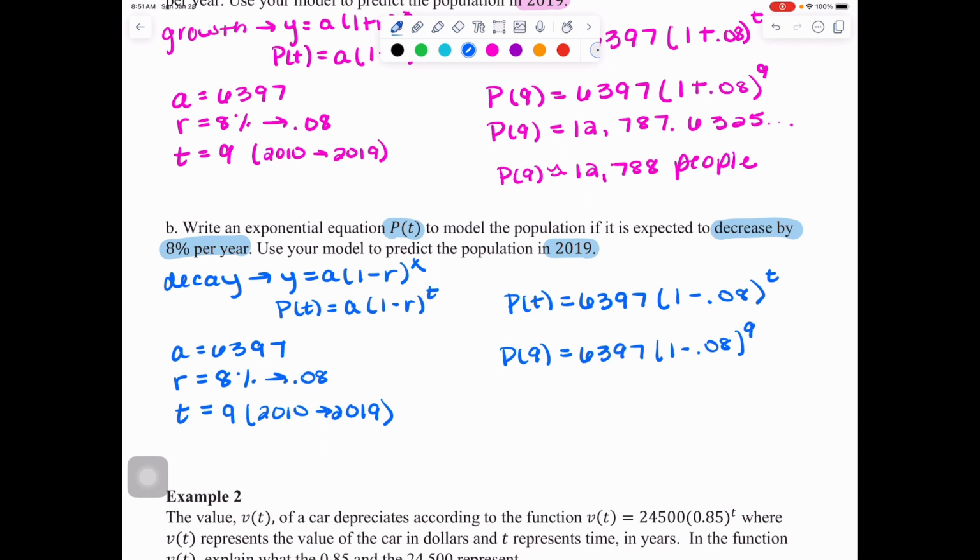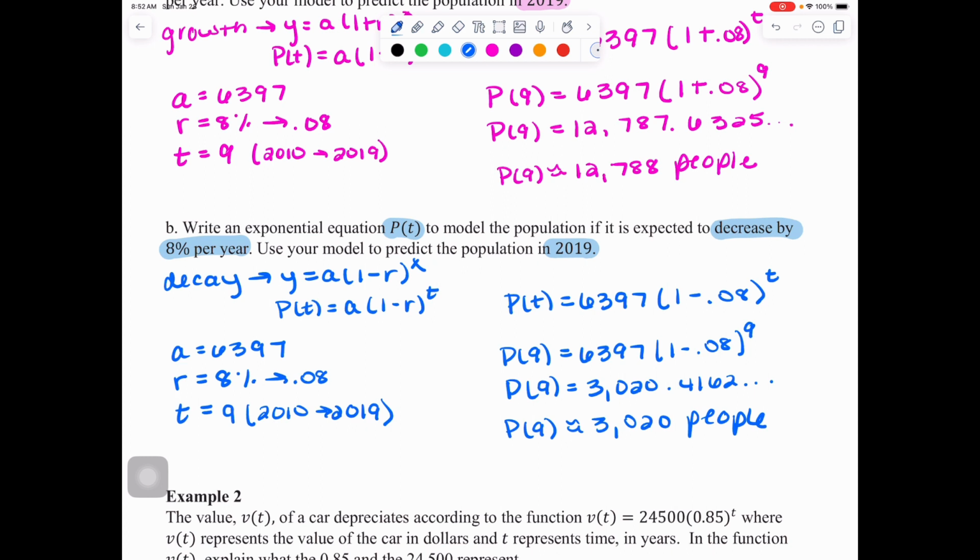Once again, you can type that all into your calculator. So that gives me P of 9 equals 3,020.4162, and so on. And remember, since this is people, we're going to round to the nearest person, the nearest whole number. So P of 9 is approximately 3,020 people.